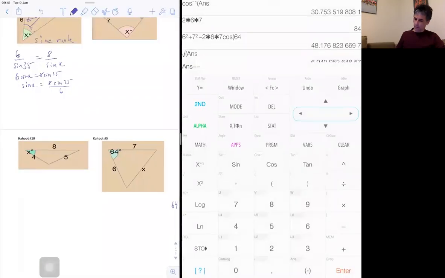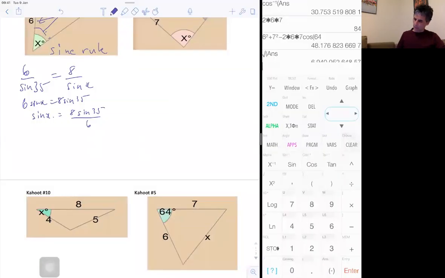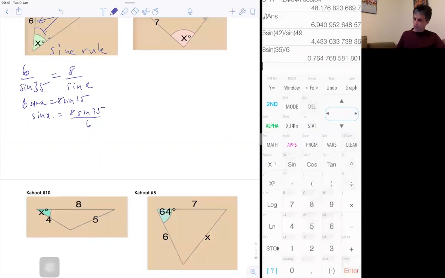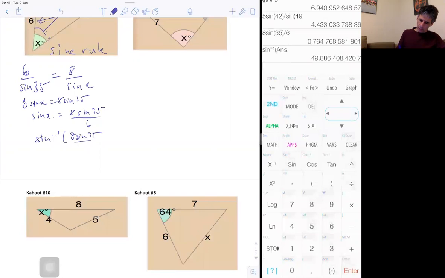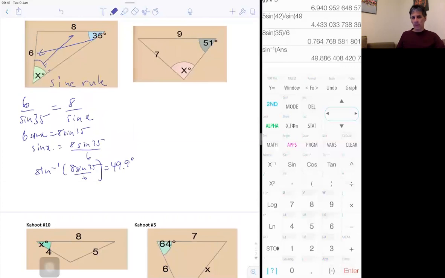Okay, now if we take out our calculator here, we need to figure out that number. So it's 8 sine 35 divided by 6. That's the number there. And then we'll take the inverse sine of that number, and that'll give us this number here, right? So the sine inverse of 8 sine 35 over 6 ends up being 49.9 degrees.